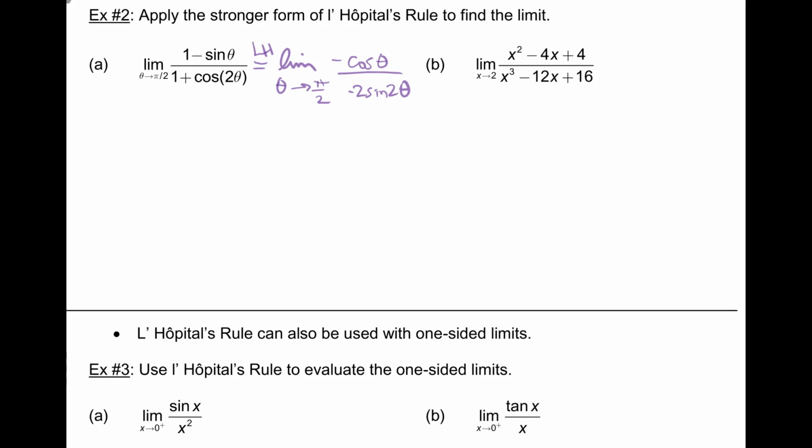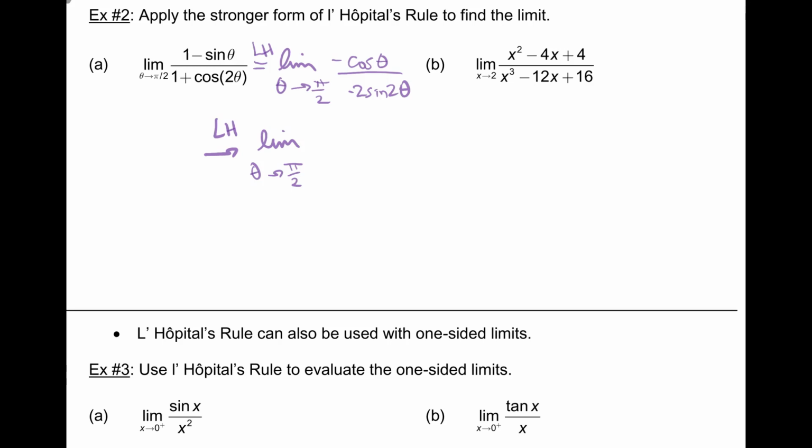So what happens if I plug in pi over 2 for theta here? You probably get indeterminate. Well, what do you get? The top goes to 0. The bottom goes to 0. Because sine of 2 theta is just sine of pi, and sine of pi is 0. So you do get indeterminate, so let's apply L'Hopital again. I'm going through it to make sure you guys are processing, not just bobbleheading.